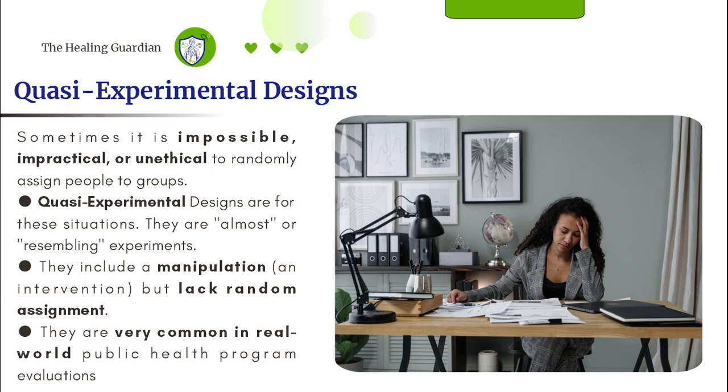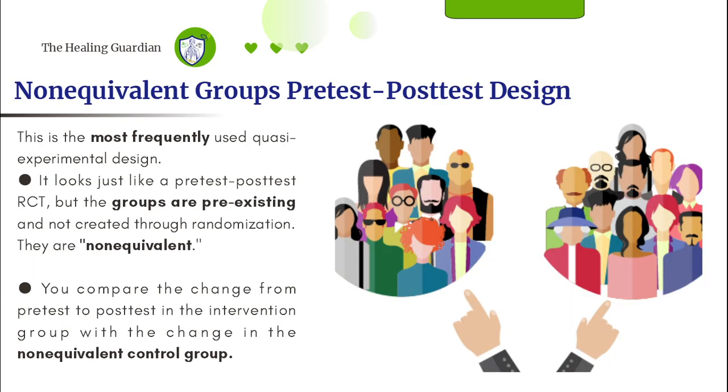When you cannot randomize who will go to which group, that is when we use the quasi-experimental designs. So these ones, they include manipulation, but you don't do random assignment. You apply intervention, but you don't do random assignment, and they are very common in real world public health programs. And there are two types of the quasi-experiment designs. There is what they call the non-equivalent groups pre-test, post-test design, and this is the most frequently used.